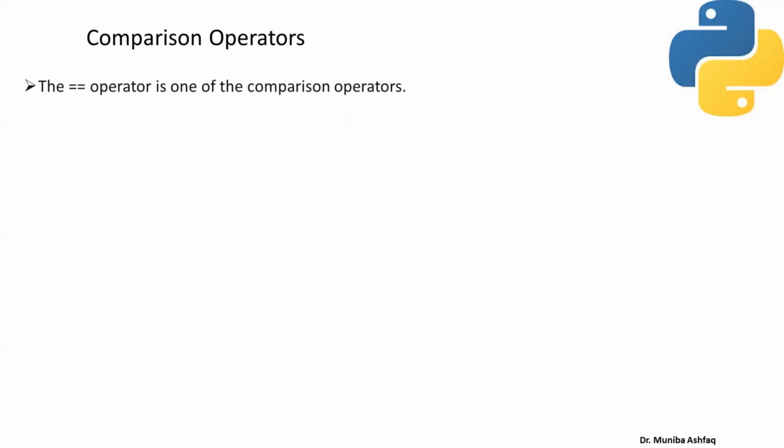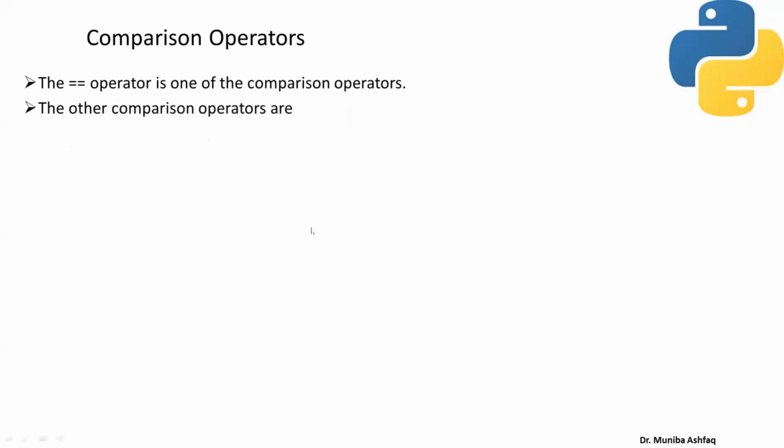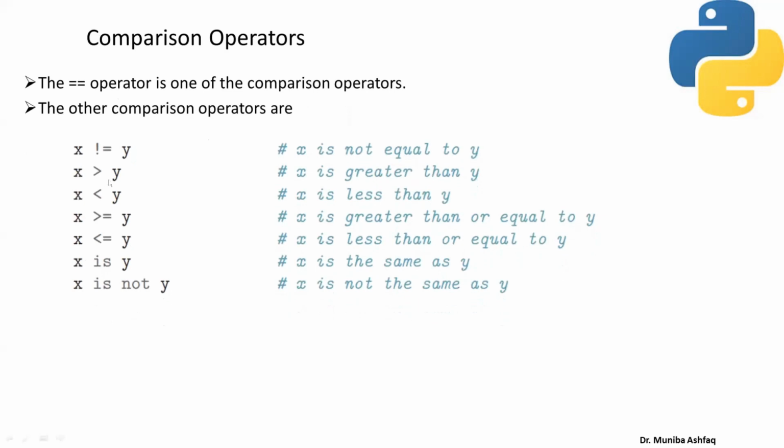Comparison operators. The double equal operator is one of the comparison operators we talked about. The other comparison operators are x not equal to y, x greater than y, x less than y, x greater than or equal to y, x less than or equal to y, x is the same as y, x is not the same as y. So other than the equality operator, we have other operators too, which will result in either true or false.